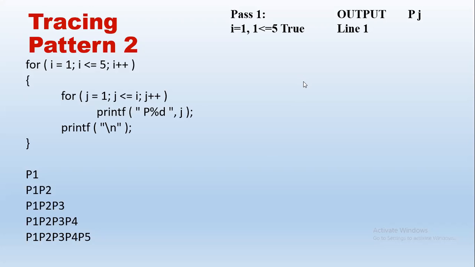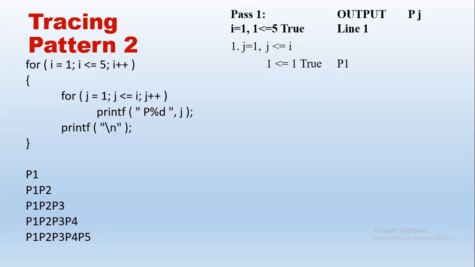So first, what is the first value of J? First value of J is 1. J is 1, right? So here we are printing P1, correct? So P1 has to be printed. So check J less than equal to I. Yes, J is 1, I is 1. So here 1 less than equal to 1, condition is true, right? So we print Pj. Pj is nothing but J value is 1. So we print P1. So that is the first step in pass 1, right?